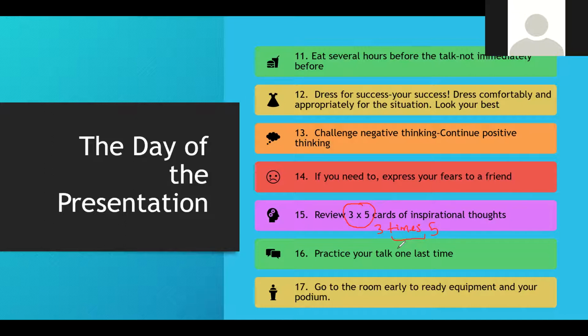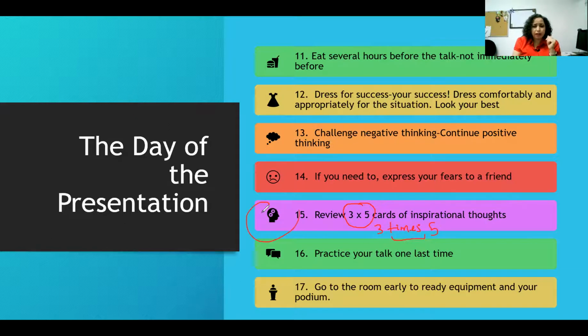Review 3 times 5 cards of the inspirational talk. Okay. So it's not just the ones that your friends or a partner write to you. You can also look for some and check them again and again. That's going to help your brain keep this positive mind.